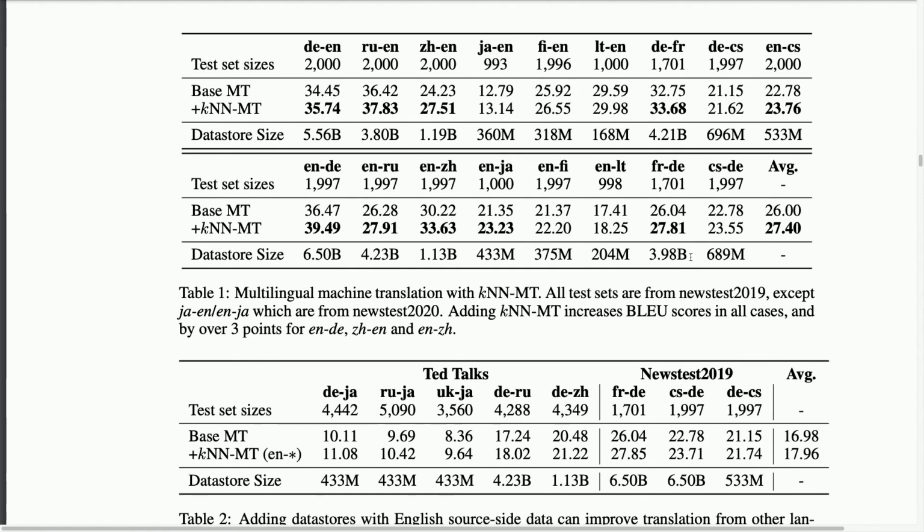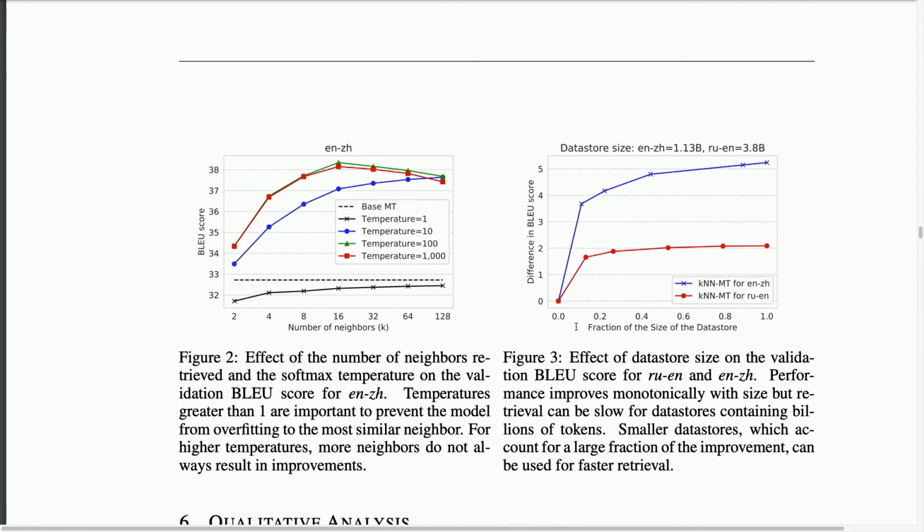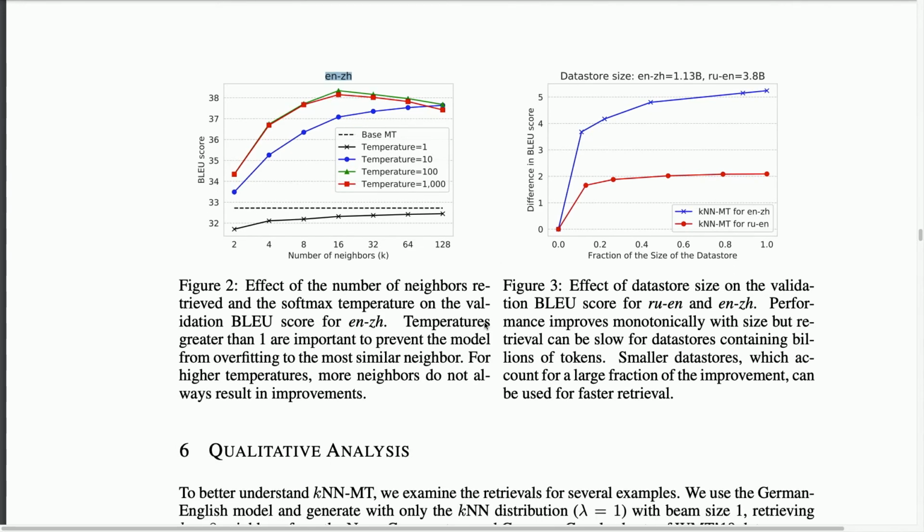Multilingual translation, domain adaptation for domains like medical, law, IT, Korean subtitles. On average, you're always getting quite a nice improvement for this domain-specific translation. And by the way, you're going to have your domain-specific database as well. And so it seems to be consistently leading to improvements, pretty much no matter how big your data store is, and also for all numbers of neighbors. Oh yeah, it seems that 16 is probably the best, but it also depends on some other hyperparameters that you have to set.